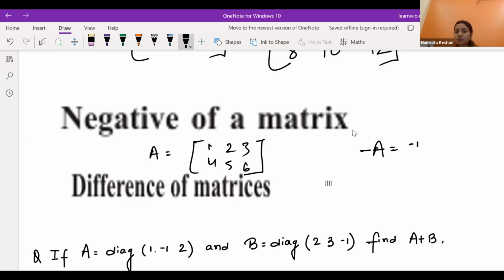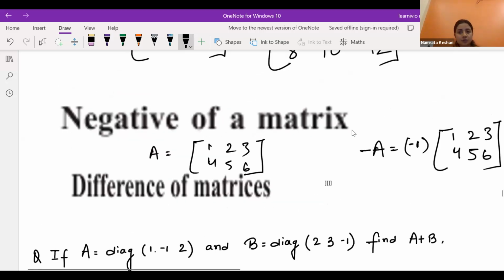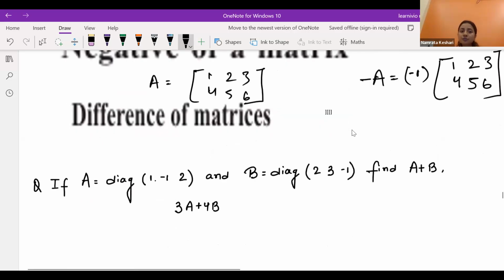No, no. Okay, so suppose we are having a matrix A. If we need to take out negative A, we will take it like a scalar multiplication. We will say that minus 1 multiplied with the given matrix. And we have done the multiplication of a scalar in the previous example, same way we will be doing the multiplication over here. Getting it? So -1, -2, -3, -4, -5, -6.